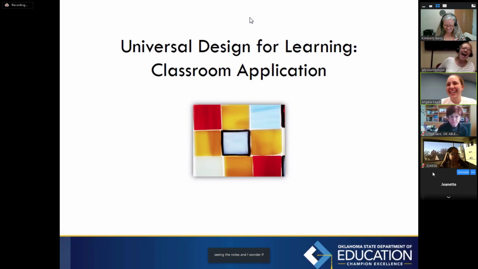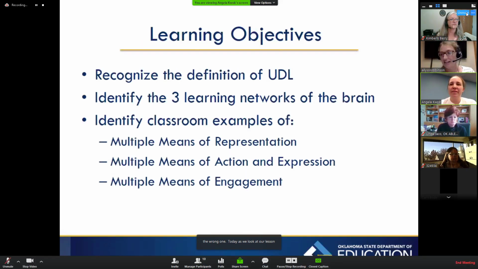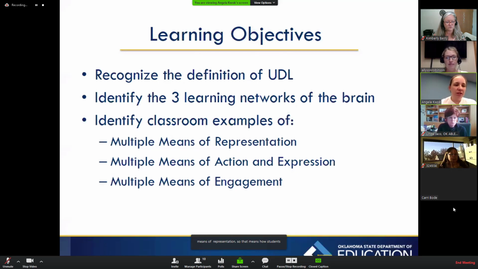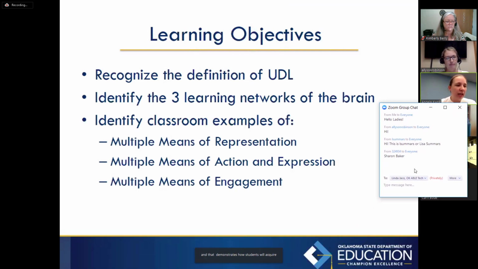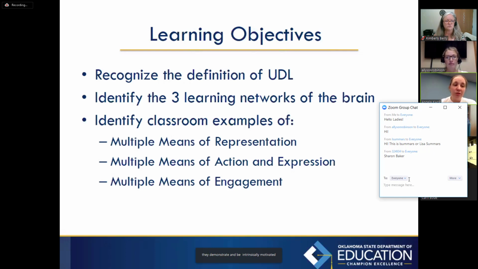Okay, so today as we look at our lesson objectives, we're going to be recognizing the definition of Universal Design for Learning. And Universal Design for Learning is based on the 3 different learning networks of the brain. Specific examples of these would be multiple means of representation. So that means how students learn the content and what information they will be learning. Multiple means of action and expression demonstrates how students will acquire the new content that they are learning. And finally, how the students will be engaged. So how will they demonstrate and be intrinsically motivated to learn the content based on maybe their interests or preferences.